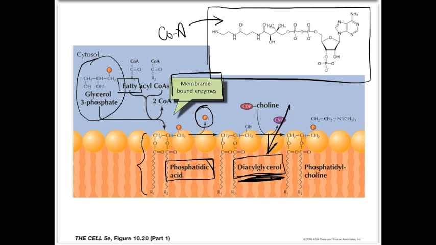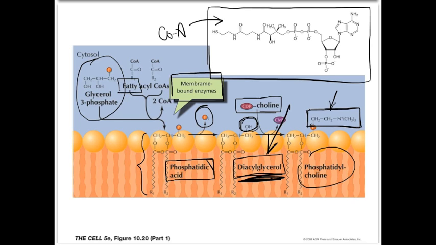From this moment, the synthesis of all phospholipids will involve the attachment of different chemical groups to the hydroxyl group that is exposed to the cytosolic side of the ER membrane in diacylglycerol. For instance, in this example, if you add choline to that hydroxyl group, you generate phosphatidylcholine. So the addition of the choline group to that hydroxyl, this is the choline group, generates phosphatidylcholine.